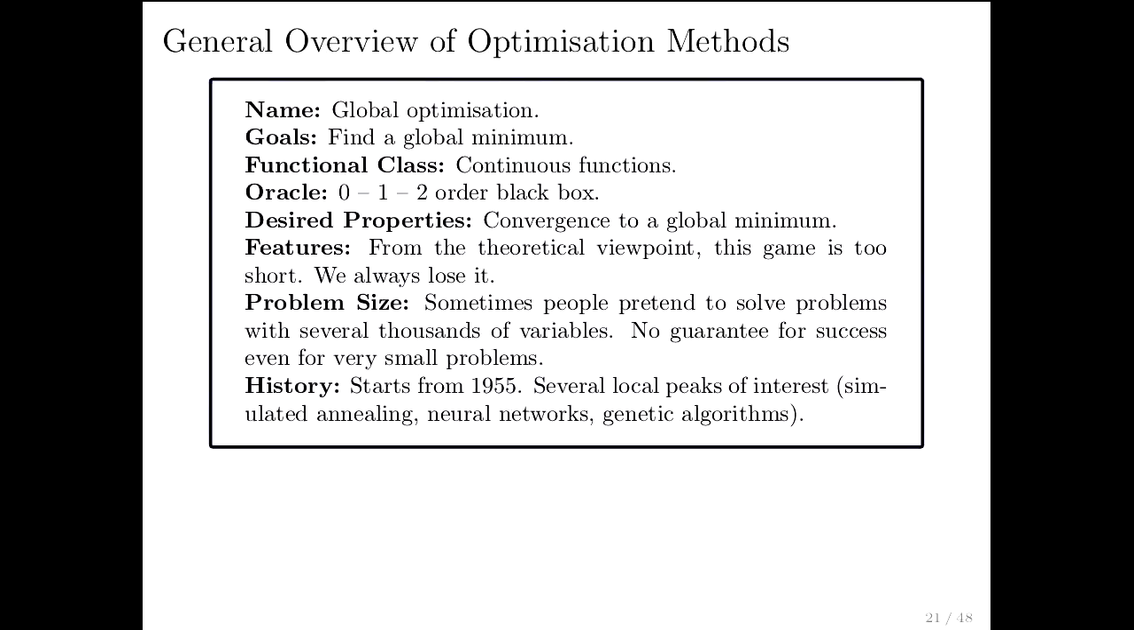All right? An overview of optimization methods is the global optimization. The aim is to find the global solution to the problem. We can look at continuous functions, and there are different oracles that are used. The aim is to converge to the global minimum. From a theoretical point of view, the game is too short. We always lose. And I will show you a simple example why I make a statement like that.